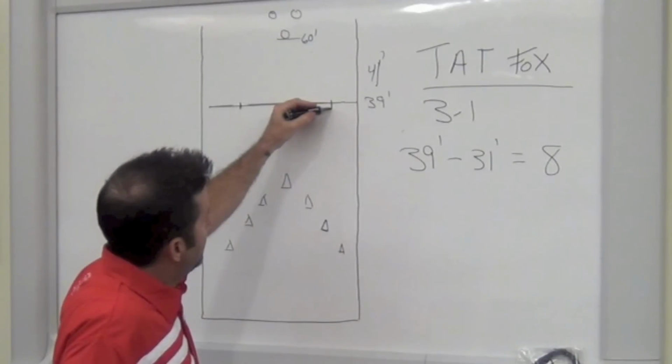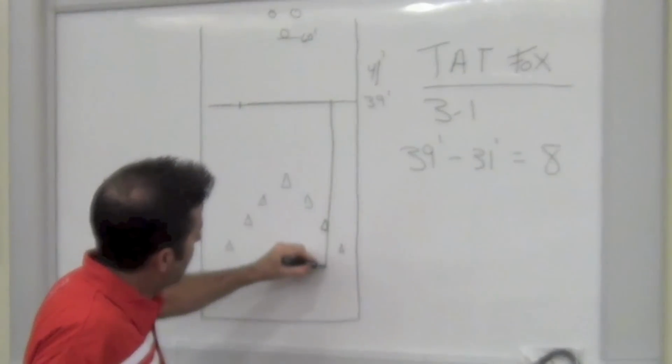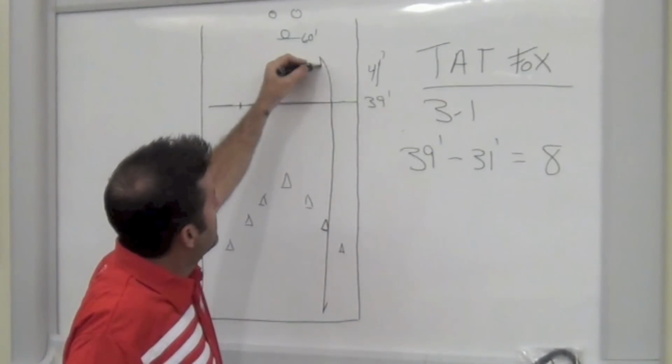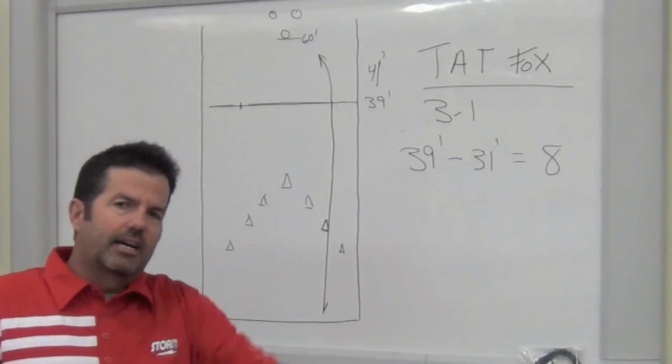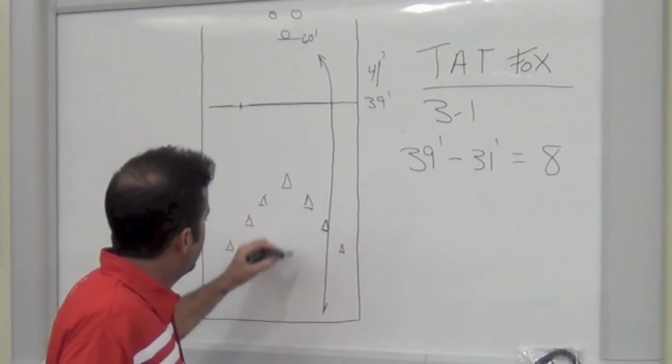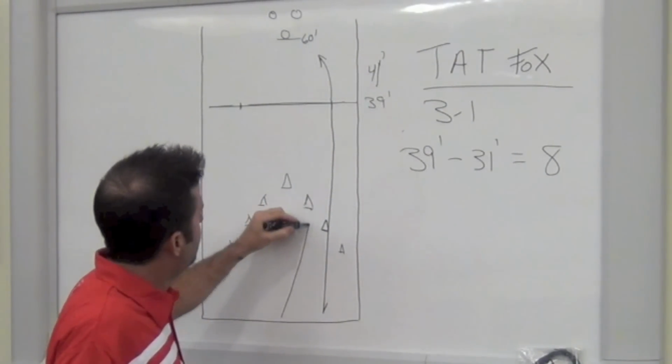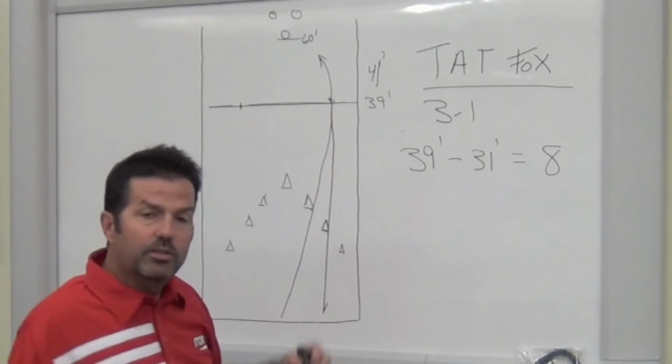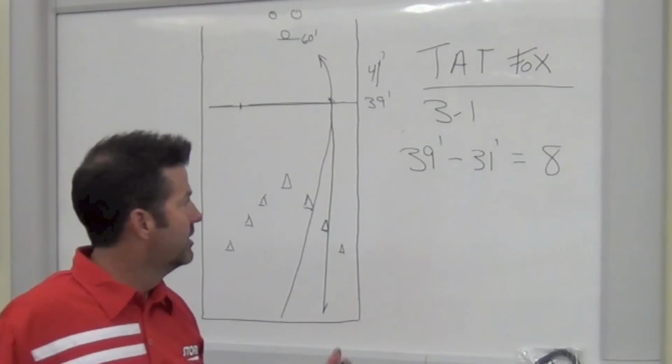So a player that's a little bit straighter, their line of attack might be very direct, so that it exits the oil pattern. But a player that has a higher rev rate, or maybe a lower ball speed, might attack the pattern from a different angle, but they're still going to exit the oil in about the same spot.